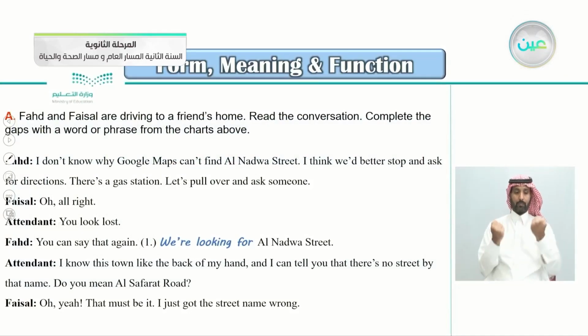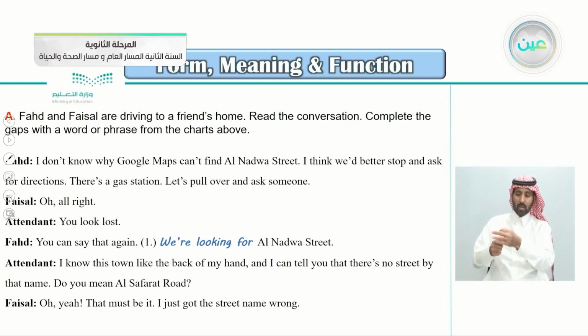Exercise A. Fahad and Faisal are driving to a friend's home. Read the conversation and complete the gaps with a word or phrase from the charts above. Fahad: I don't know why Google Maps can't find Al Nadwa Street. I think we'd better stop and ask for directions. There's a gas station. Let's pull over and ask someone.